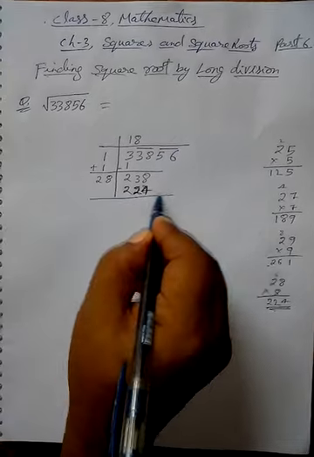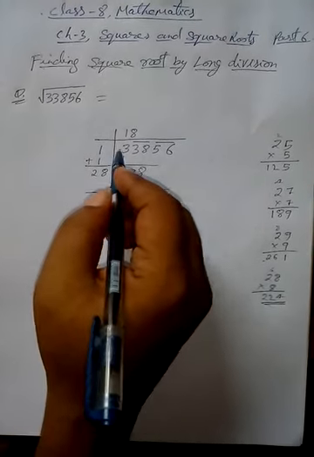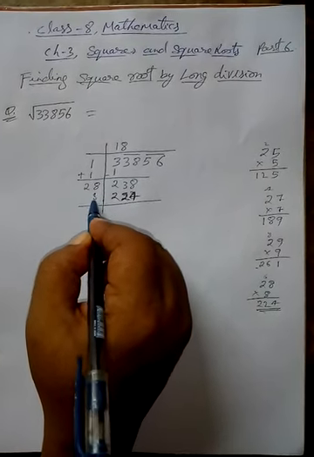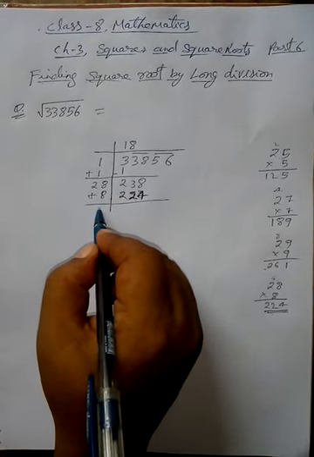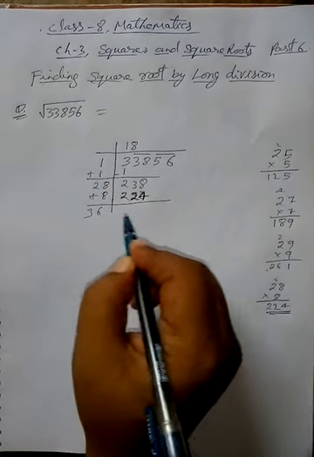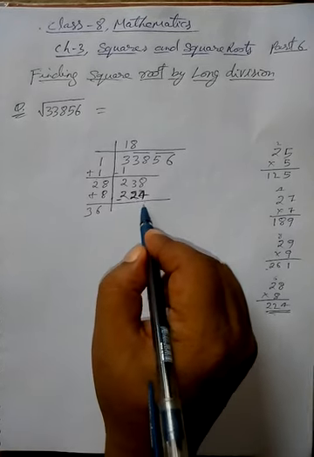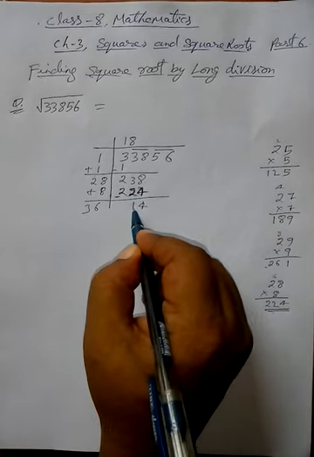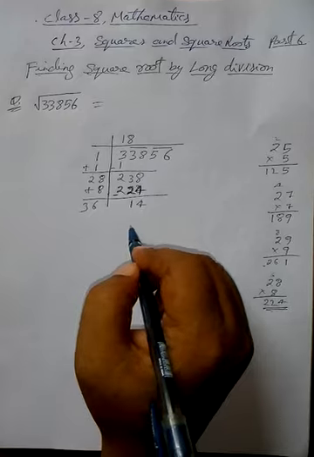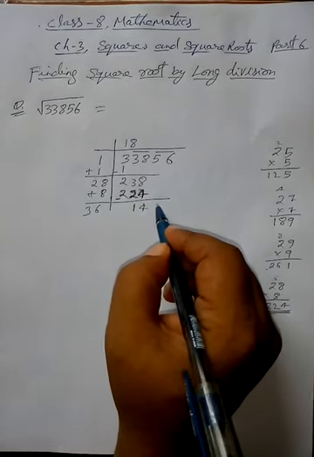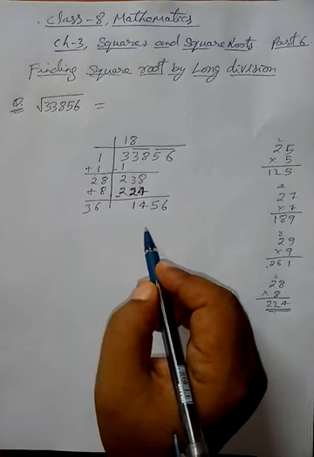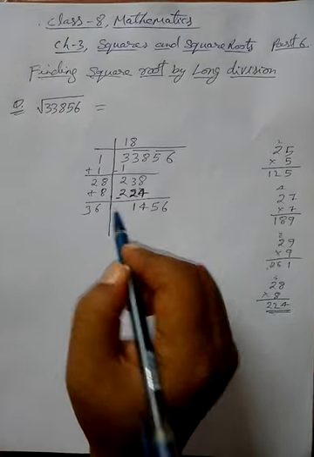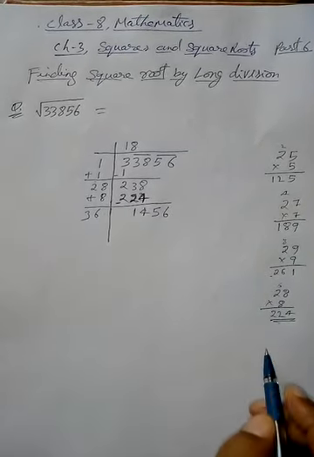Now one thing more, I told you whatever you write here as a quotient must be added here also. So 8 plus 8 is 16, and 1 carry, 3 is 36, it becomes 36. Now subtract this one, 8 minus 4 is 4, 3 minus 2 is 1. The remainder is 14. Now you have to take another period, 56, here. The new dividend is 1456 and the divisor will be 36 and one more digit must be here. So let's see.